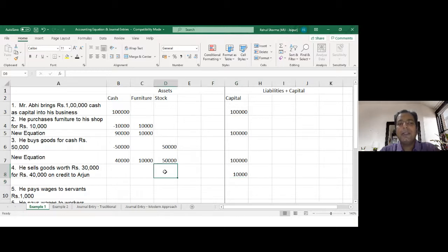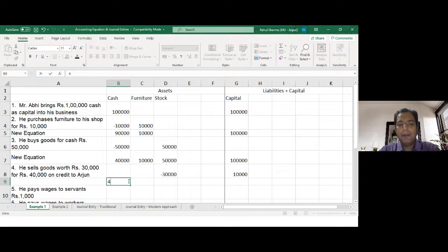Next, how much stock am I selling? I'm selling goods worth rupees 30,000. Goods were worth rupees 50,000 for me. Out of 50,000, I'm selling 30,000. So I reduce this 30,000 from here, because 30,000 goes off, gets struck off, right? It moves out of the business. What I'm left with, does that make it balanced? Let's have a look at it.